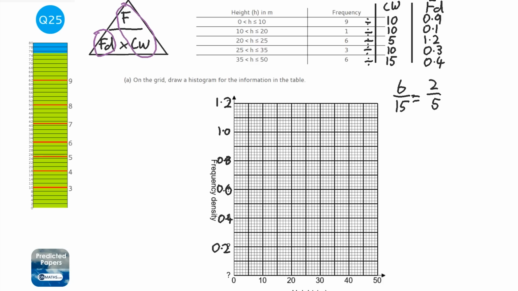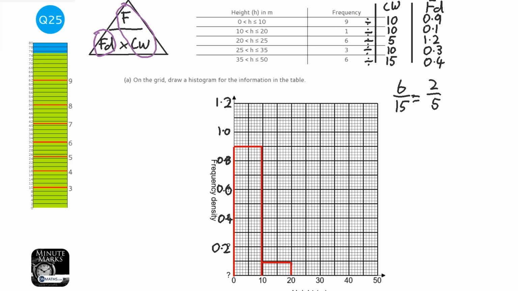Okay, now next thing I want to draw the bars. So our first bar is 0.9 high and it's 0 to 10. So we want 0.9 high, which will be here, and 0 to 10. Okay, next one is 10 to 20 and it's 0.1. So it'll be down here. I'm not going to get these exact, but with your one it's a bit easier to get exact.